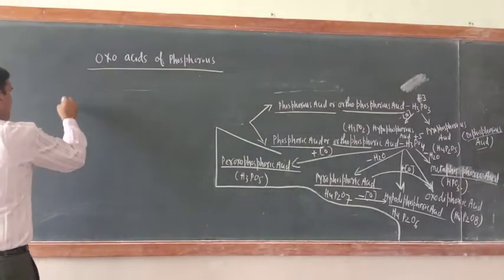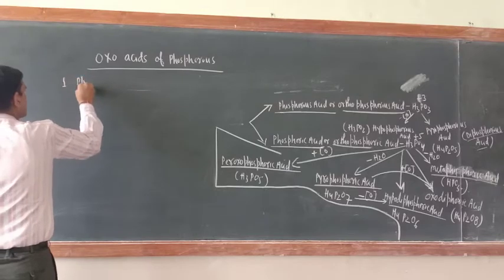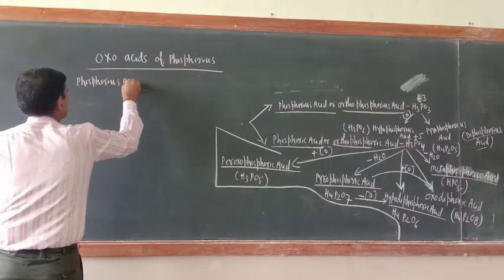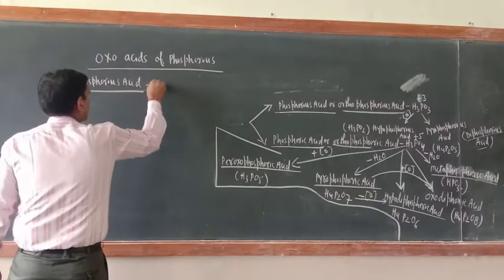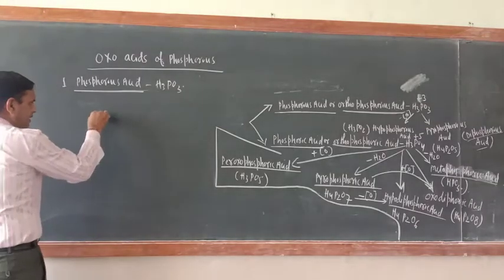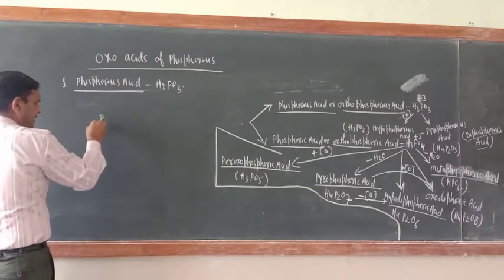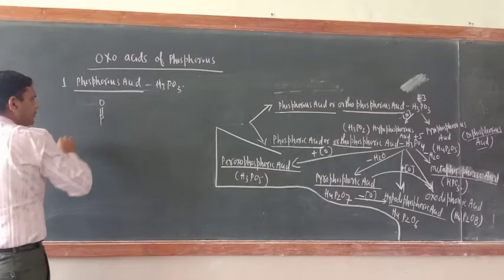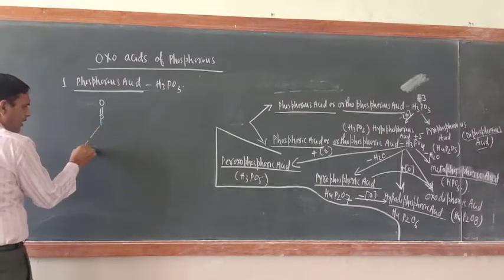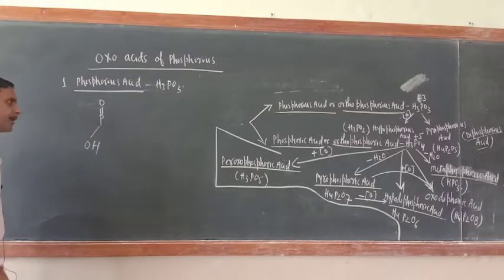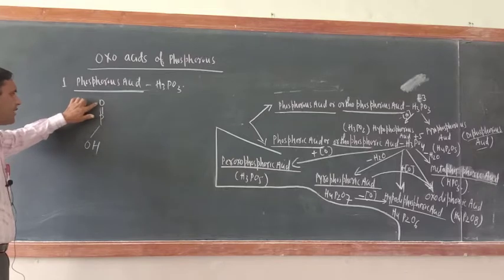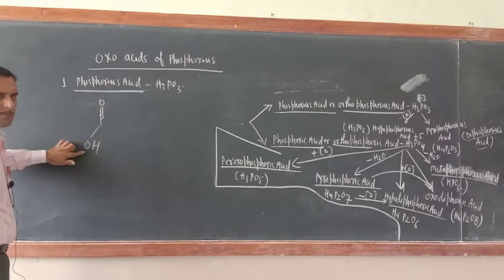Phosphorus acid. First, phosphorus acid. What is the molecular formula? H3PO3. So just see their structure. One P double bond O, and another one P-OH bond. Now just see, this is the must condition: at least one P double bond O and one P-OH bond should be there.